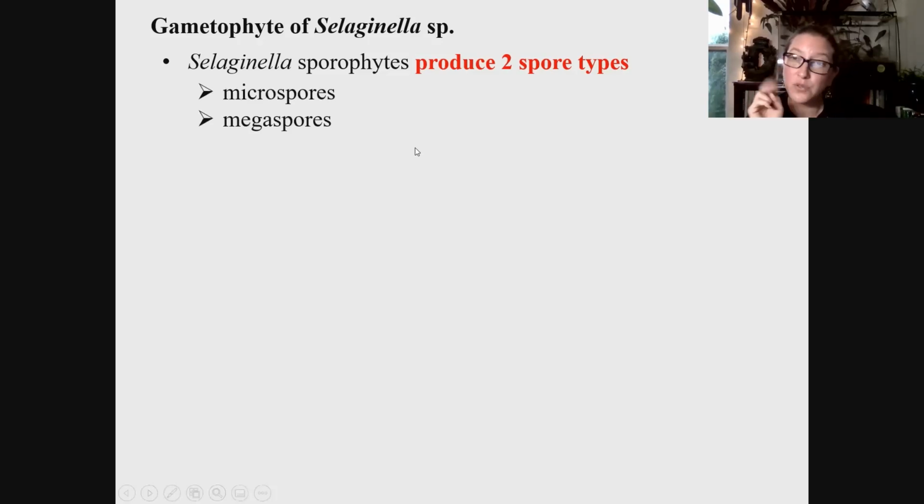So now we have two types of spores, and we can talk about them as being microspores and megaspores. And so you may have remembered back when I first introduced the concept of a microphyll, I said a microphyll is a simple leaf that has one vein.